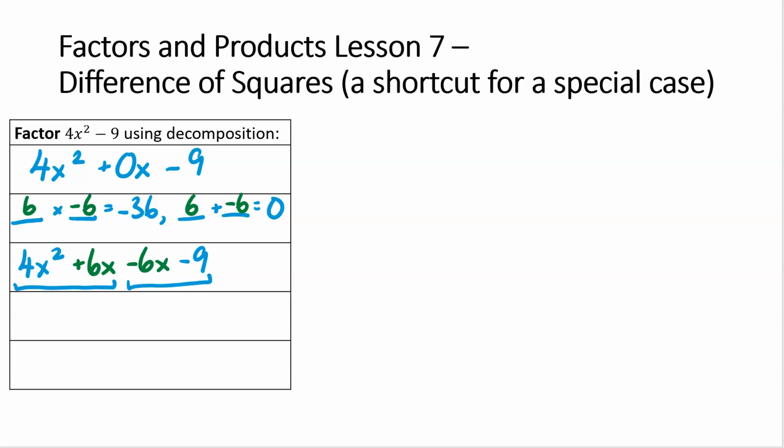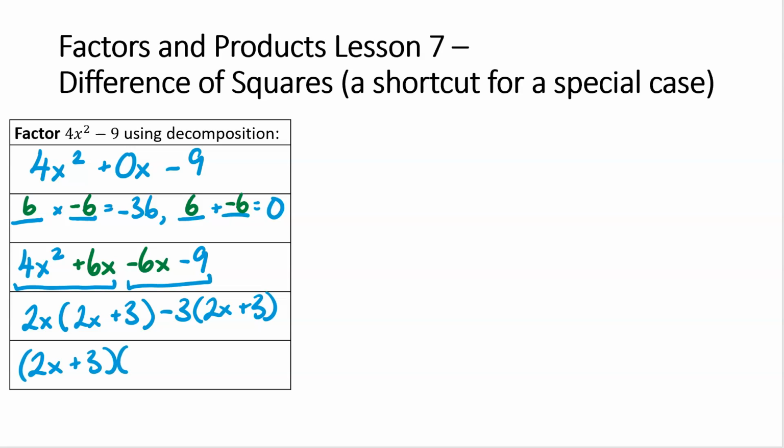For the first set, the 4x squared plus 6x, we can factor out a 2x, and then in brackets we'd have 2x plus 3. For the negative 6x minus 9, we can factor out a negative 3, and in brackets then we'd have a 2x plus 3 as well. We notice we have a common binomial, the 2x plus 3, we'll factor that out. So in one set we'll have 2x plus 3, and then it'll be multiplied by a 2x minus 3. And that would be your answer.